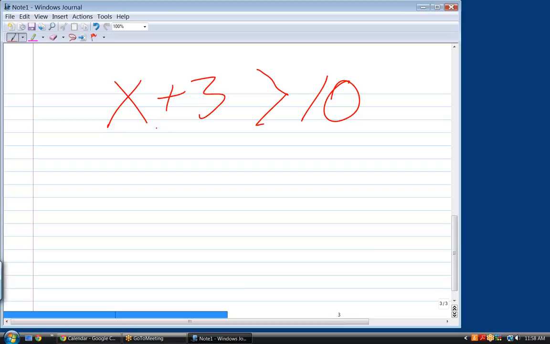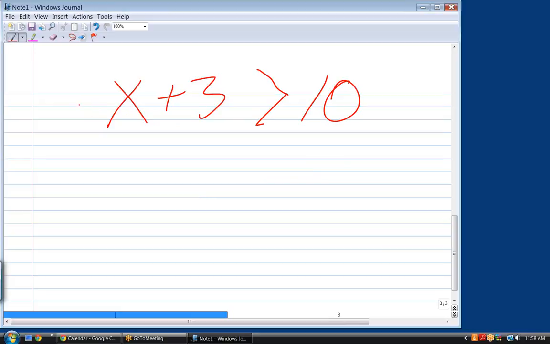But the way you solve an inequality is kind of treat it as an equation, subtract 3 from both sides, and I get x has to be greater than 7. And that's my answer. Okay, easy enough.